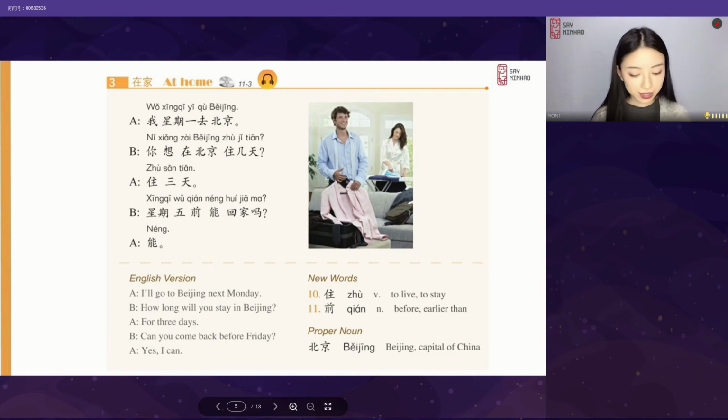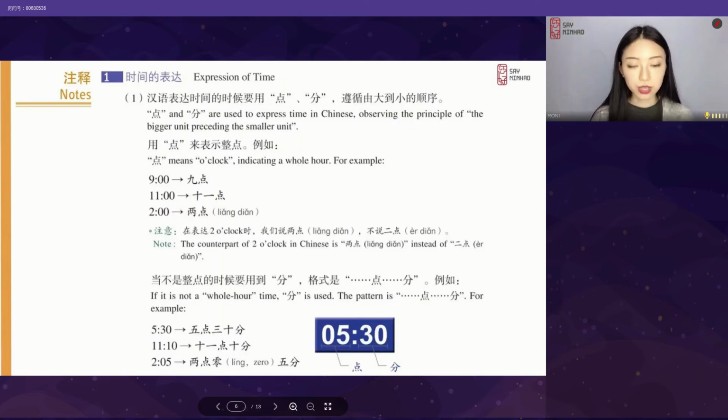Okay, very good. Now let's move on to our language point. First is about the expression of time. So in Chinese, we will say the bigger unit always before the smaller unit. So about the time, we will say the hours before the minutes, before the seconds. So first we will say 点, and then we will say 分. And 点 means a clock. It is used to express the whole hour. And the 分 means the minute. It is used to express the minute.